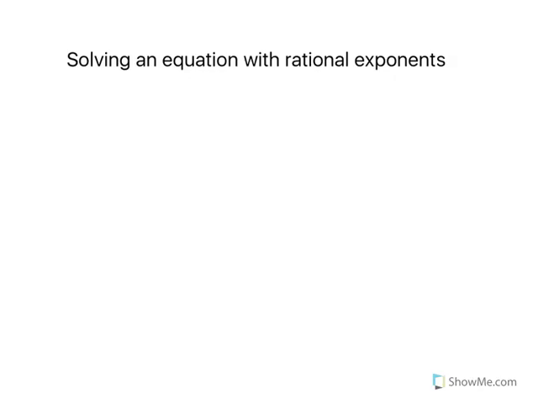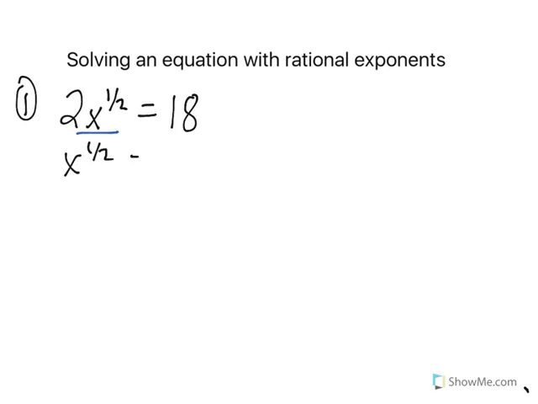So now we're going to solve an equation with rational exponents. We will have 2 examples here. Example 1 will be 2x to the 1/2 power equals 18. So what we want to do is isolate x to the 1/2 power. So first we divide both sides by 2, and we get x to the 1/2 equals 9.